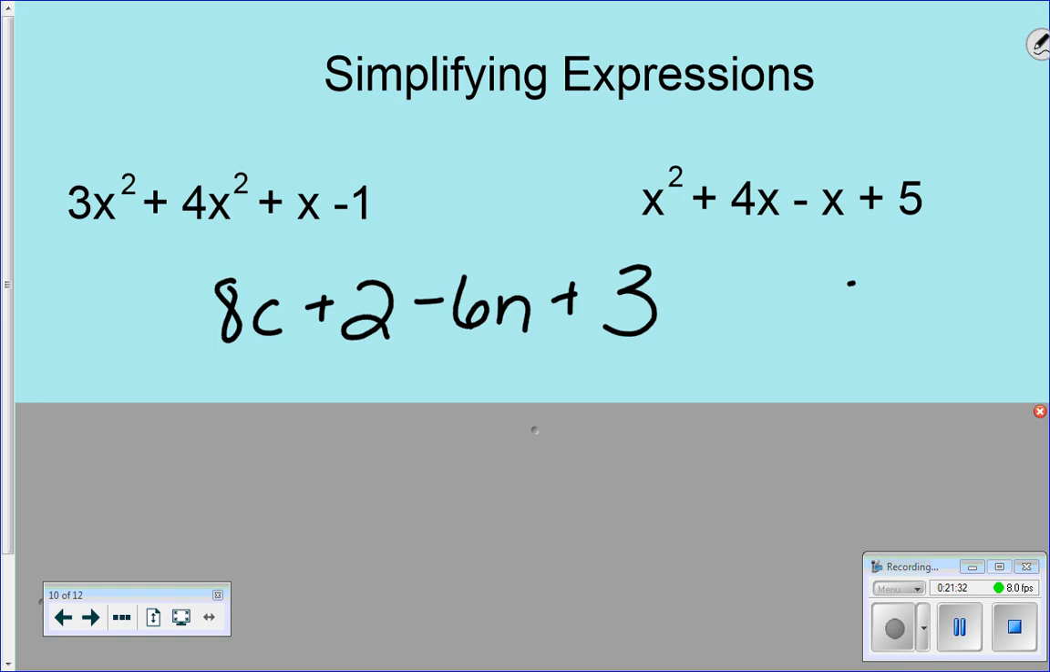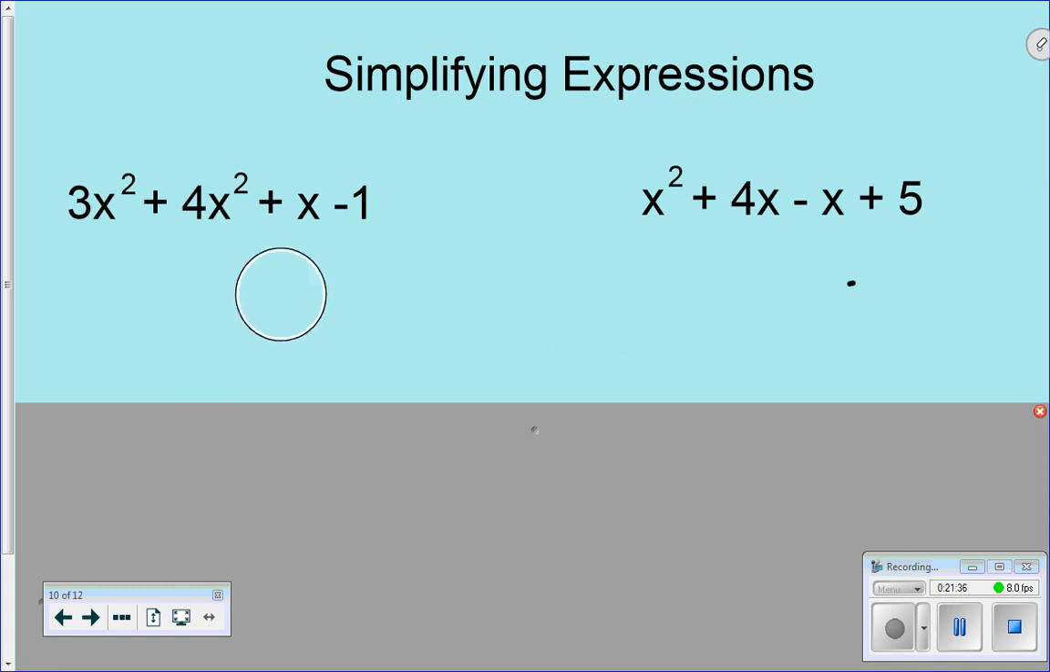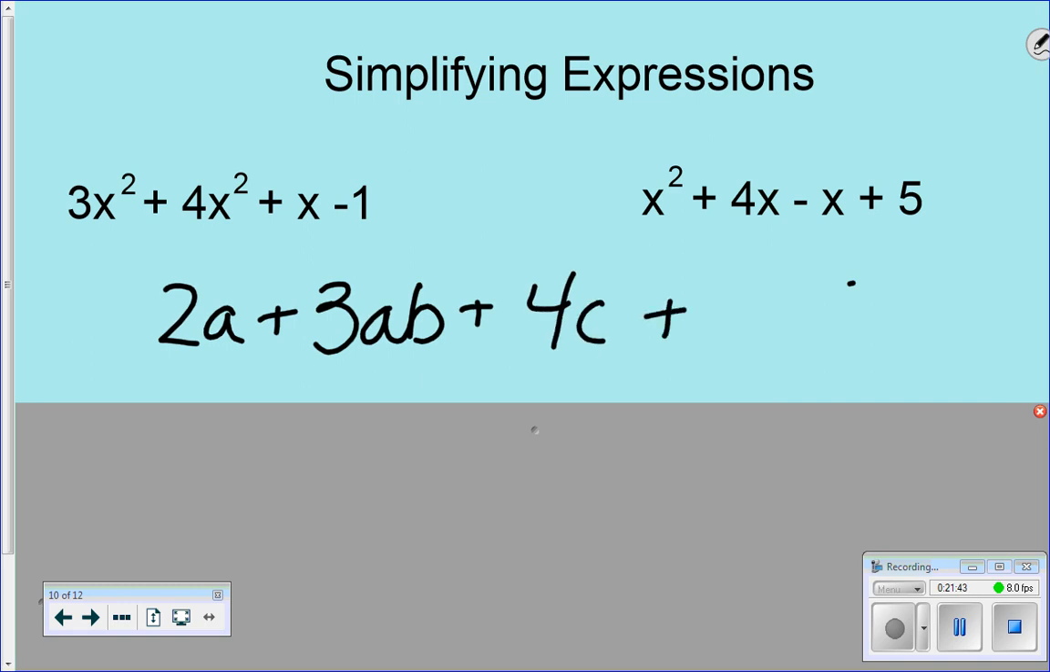Just make sure that, like, I know another one of your problems in your homework today kind of looks like this. 2a plus 3ab plus 4c plus 9. Can I put any of those together? I can't put anything. Even if this was a b, I still cannot, because this doesn't have an a and a b, and that doesn't have an a and a b. If they did, then I could. But since they do not have the same variables, I cannot do anything. So would any of these be even like terms?